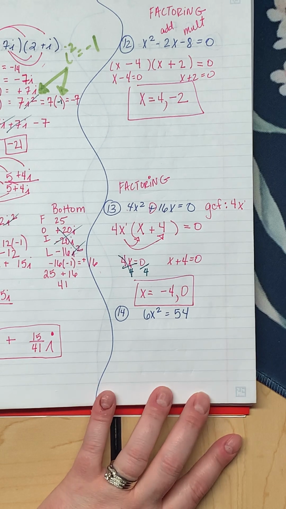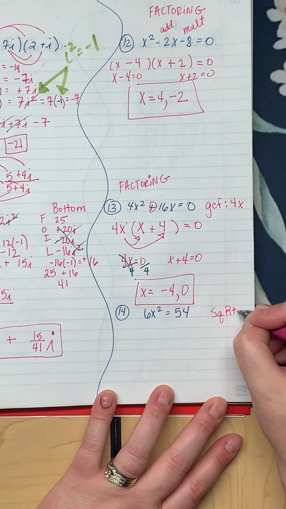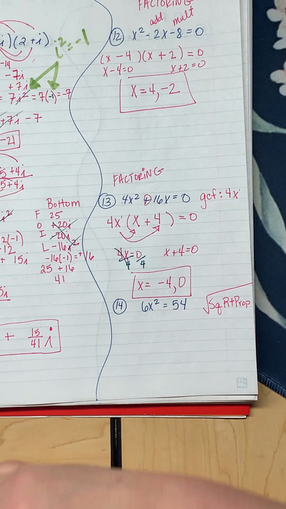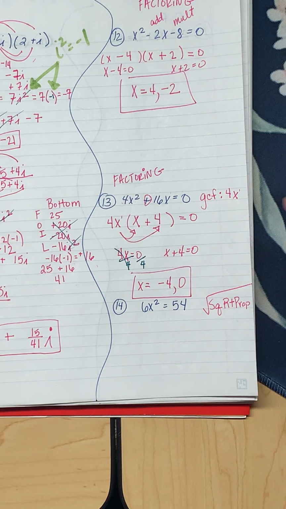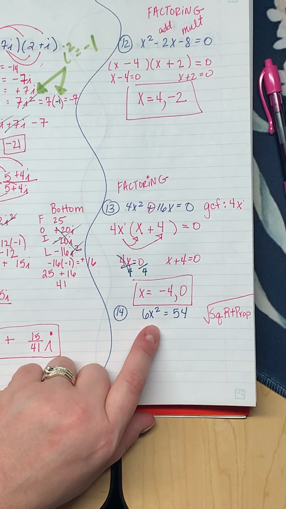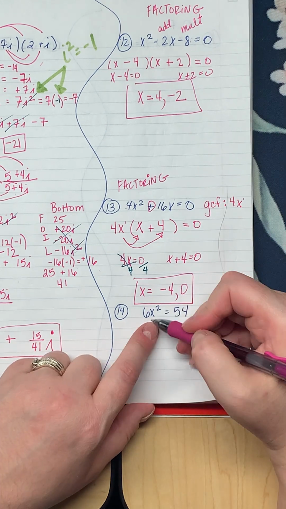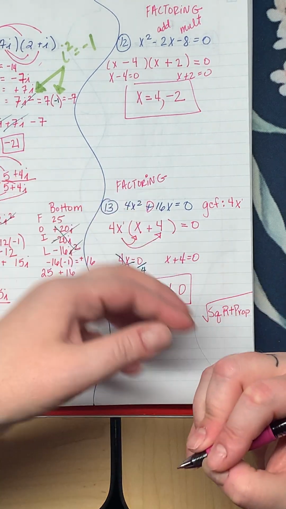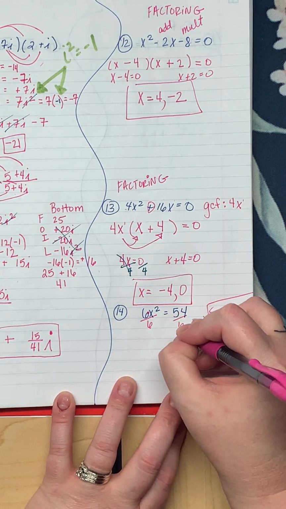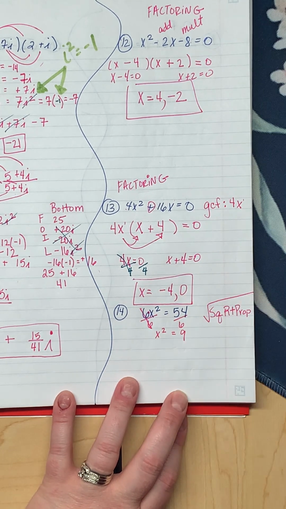I think it said solve using something called the square root property. Basically that means you're going to get the thing with the squared alone, then you square root. So let's get the thing with the squared alone. How am I going to move this 6 that's multiplied? To get rid of the 6 that's multiplied, I'm going to divide by 6. And you get x squared equals 9.